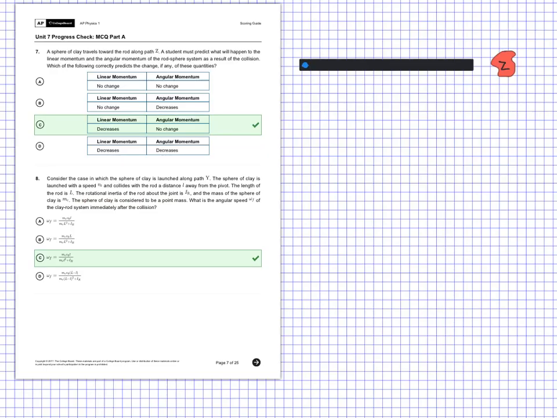All right, in number 7, we had this particle Z, this piece of clay that was traveling straight in at a board, and we were supposed to rank what happens with linear momentum and angular momentum.